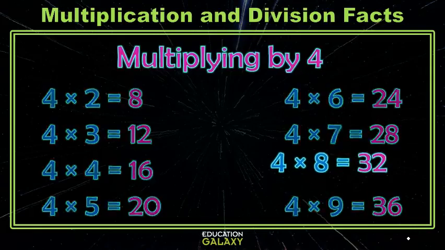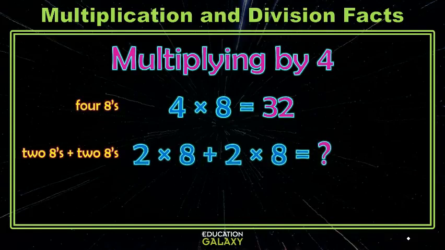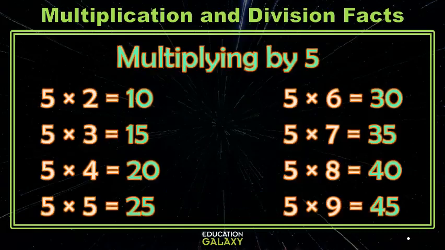For instance, if I couldn't remember that 4 times 8 is 32, maybe I could notice, hey, I have 4 8's, and 4 8's is really just 2 8's and 2 8's, right? So if I can remember 2 times 8, then I can just double that, and boom, you see I still have 32. The 5's are kind of fun.